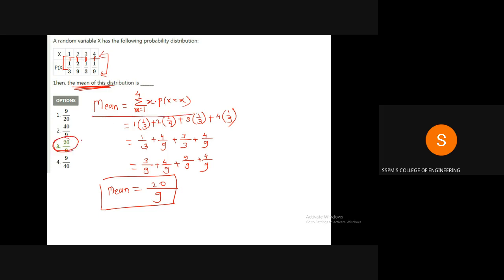Okay. So you have to remember this formula for mean. Mean is given by the summation of x times p(x). X means this value, p(x) means its corresponding probability. You have to multiply it. You have to do this for all the values and then you have to add the terms.